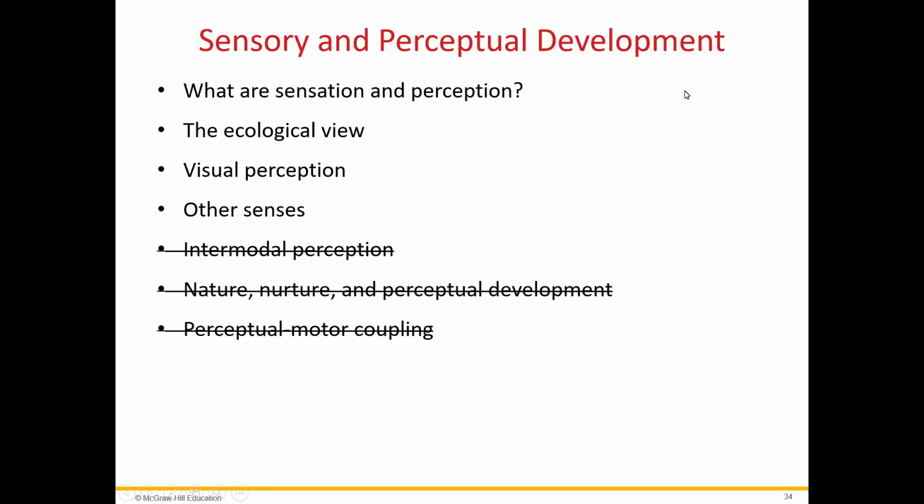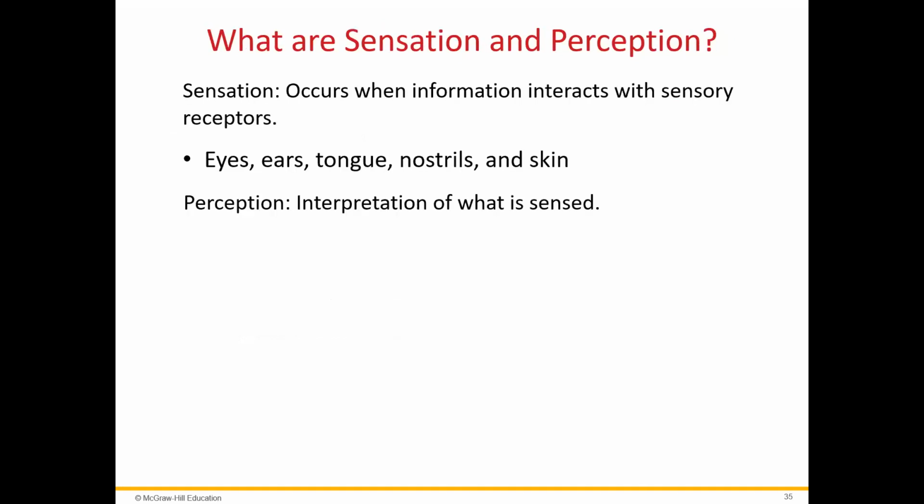Okay, so this is part 3 of chapter 3, sensory and perceptual development. We will look at the following topics: what are sensation and perception, the ecological view, visual perception, and a brief look at other senses. Those last 3 topics you should be reading on your own. I'm not covering them, which is why I've crossed them out, but you are still responsible for them. So let's begin with what sensation and perception refers to.